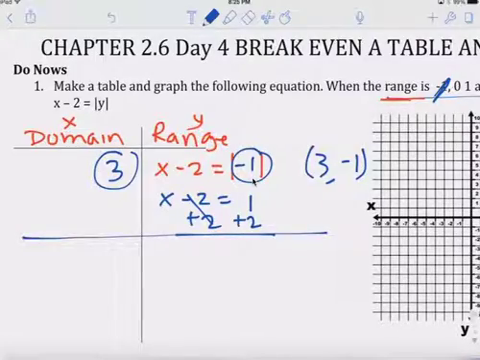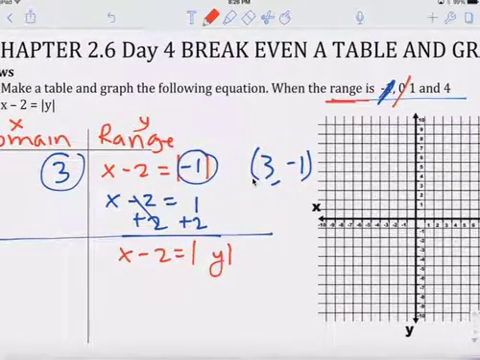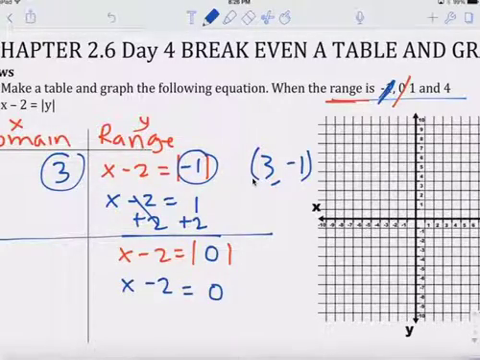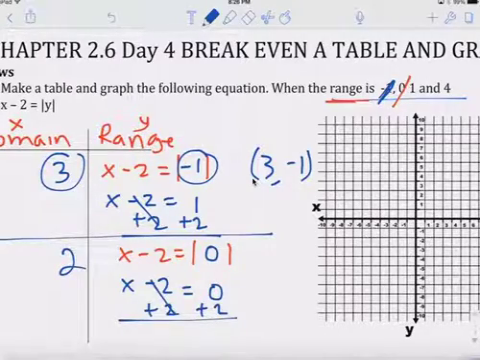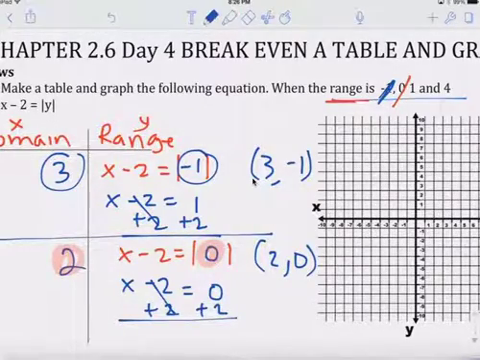Okay, next one is x minus 2 equals the absolute value of y. Substitute the 0 for y. 0 here. Absolute value of 0 is 0, equals x minus 2. Add 2, then x is 2. So your ordered pair here is 2, 0. Okay?